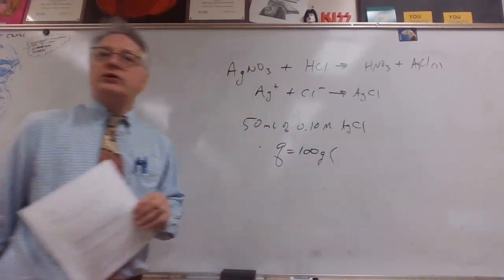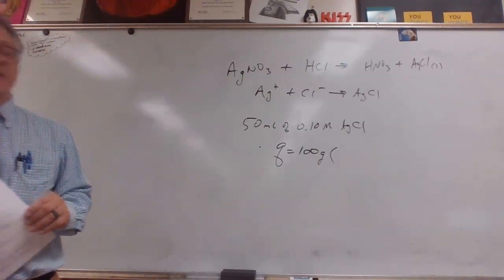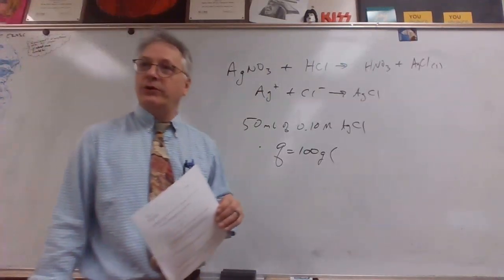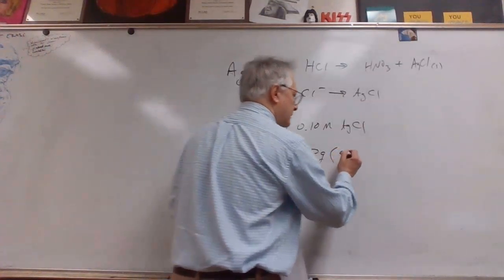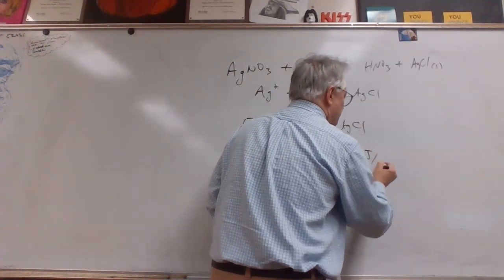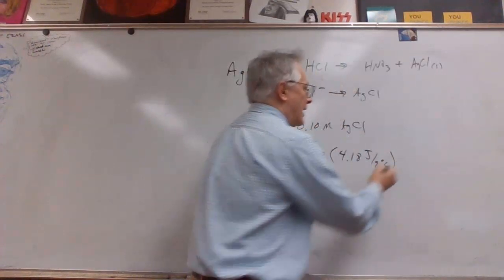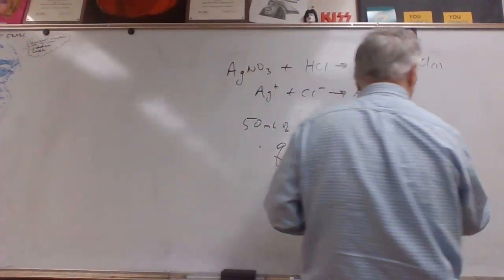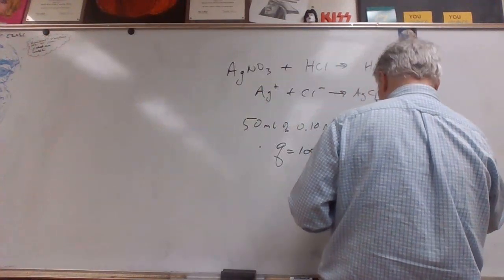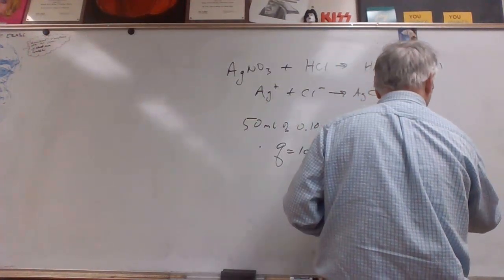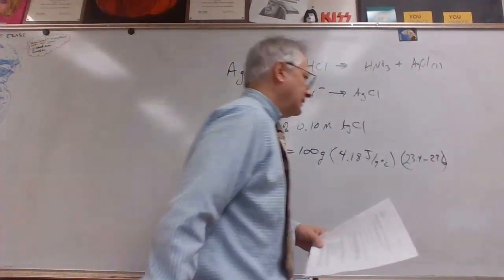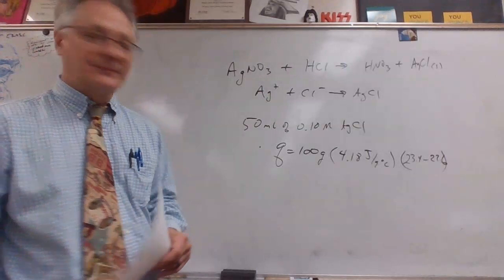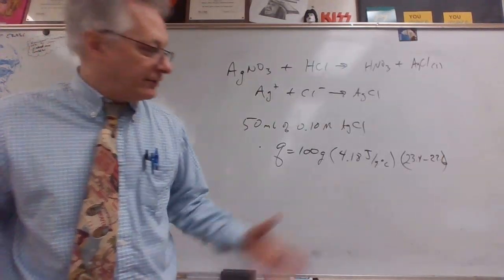And what do we then know about the specific heat capacity? What are we going to use? Good. 4.18 joules per gram per degree C. And then we have our delta T, which is back on the front here. 23.4 minus 22.6. What, 0.8, right? So let's just multiply these all together and we'll get our heat.